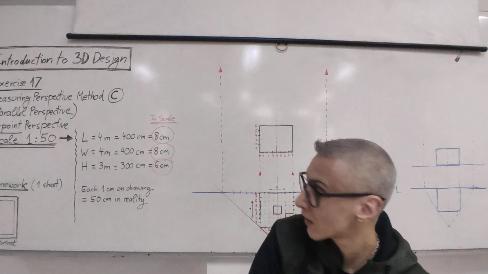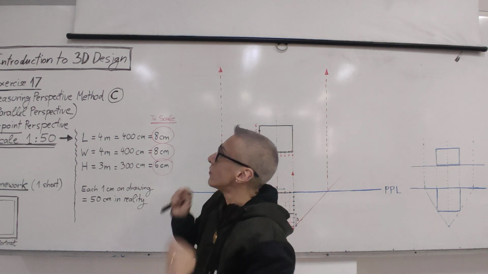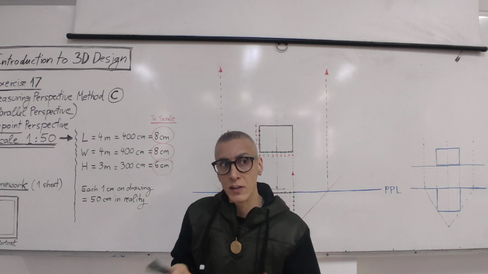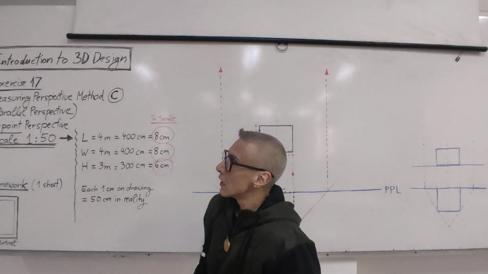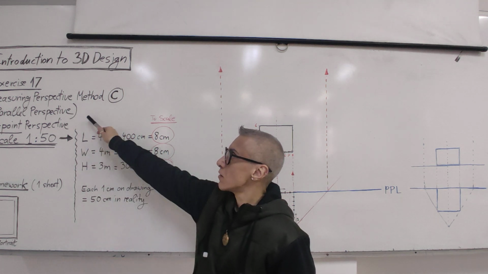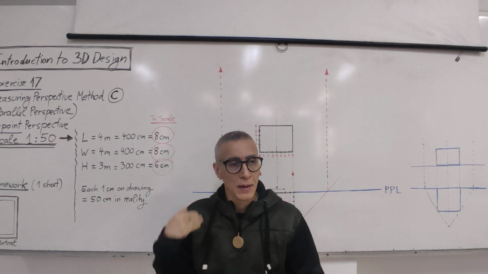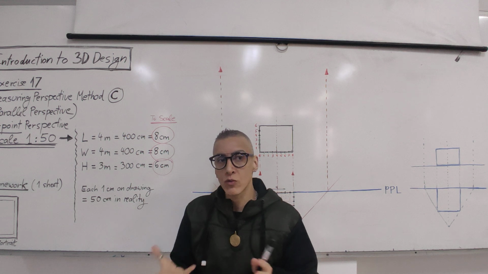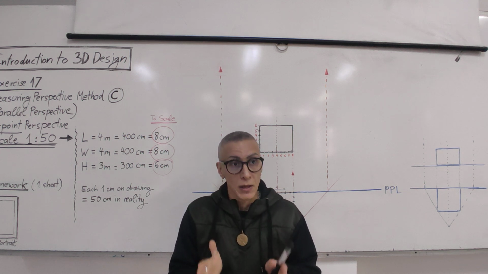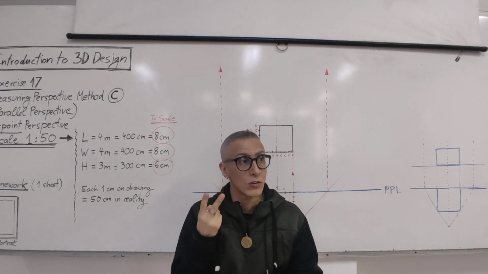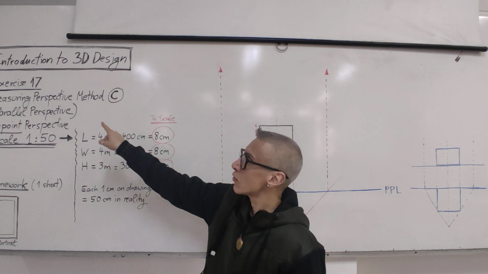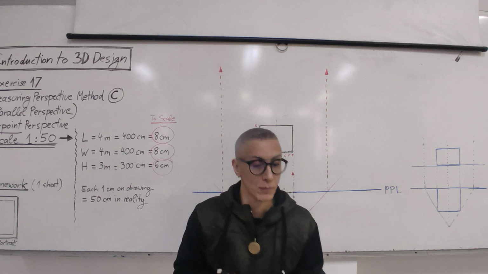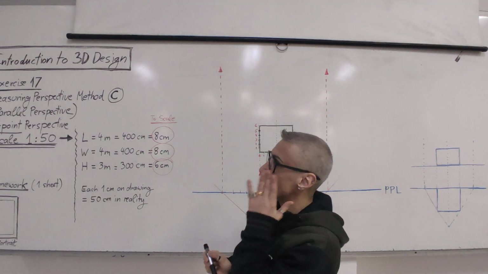So today we have exercise 17, another measuring perspective, another method, okay? The parallel perspective. Now, in the past two classes, we talked about method A, method B. They were suitable, very accurate methods for drawing in 2-point perspective. This method is for drawing in 1-point perspective, okay? So this is the major difference between them.